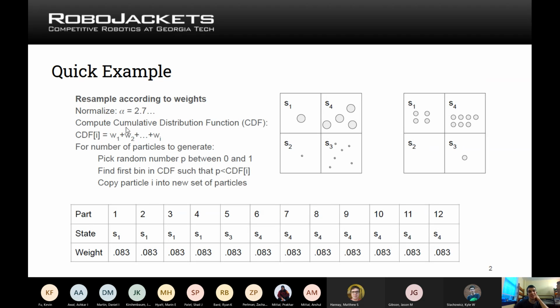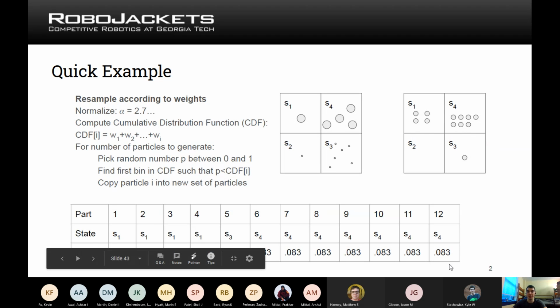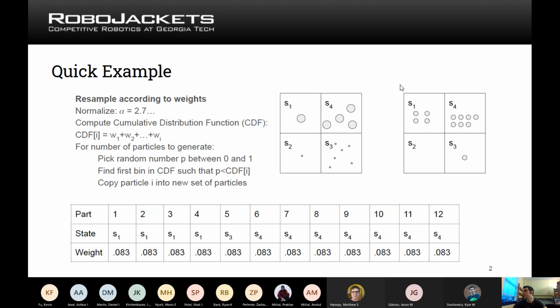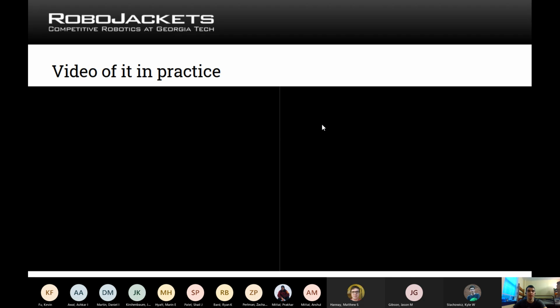So the last step is we resample according to the weights. As I said, we normalize. Don't worry about this too much, this just explains how we would resample. We resample the particles based on the weights, and the particles with larger weights end up turning into more particles, and in the end you get basically the same situation as you had earlier, except now you have more particles in the positions that are more likely to be correct.